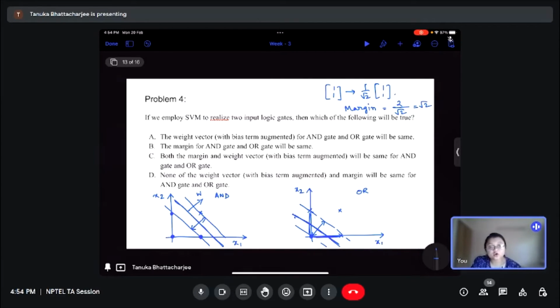In case of the OR gate also, the orientation of the decision surface is the same. So your weight vector w will again be the same 1 1 vector, and if you take 2 by norm of w, you will get the same margin, root 2. So in both cases your margin is the same, but your weight vector along with the bias term augmented is not the same. So option B is the correct answer: the margin for the AND gate and OR gate will be the same.